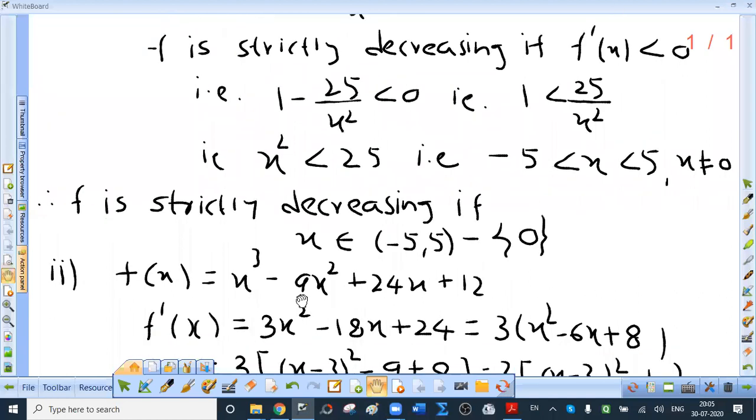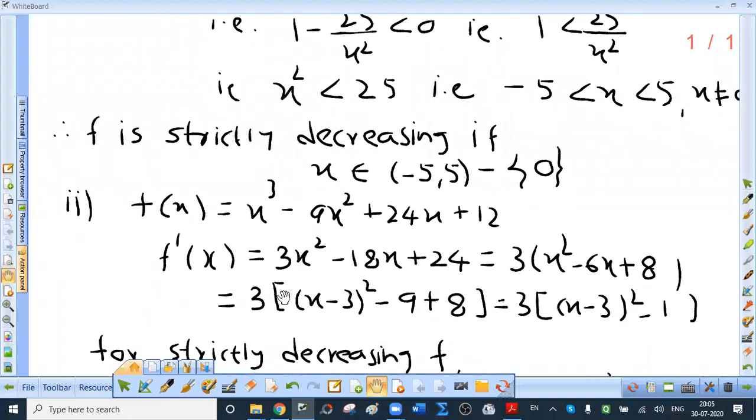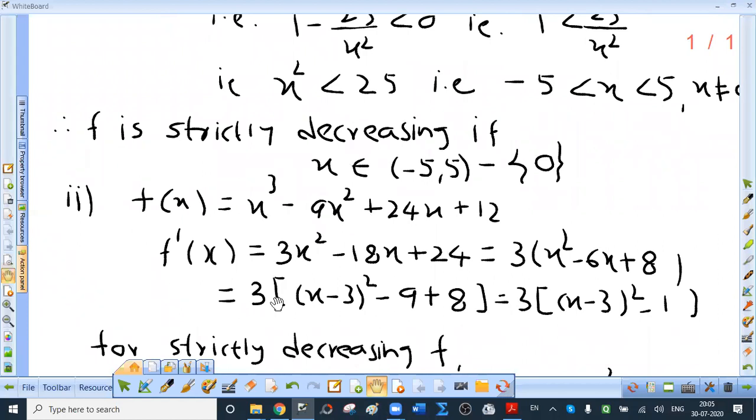Now second sum, let me explain first. What is f of x? It is x cube minus 9x square plus 24x plus 12. So what is f dash of x? You should be able to write the derivative directly. 3x square minus 18x plus 24. Take 3 common. So x square minus 6x plus 8.